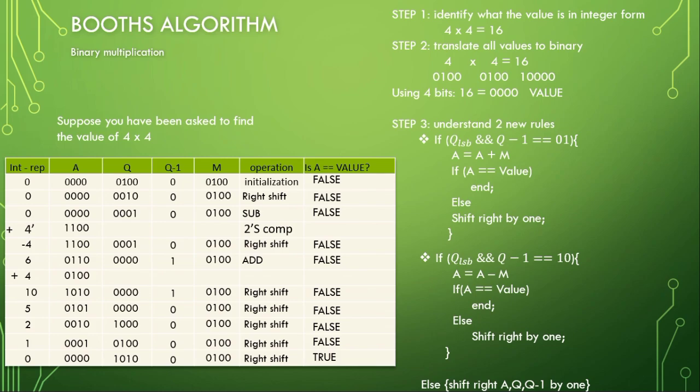Please review this entire binary multiplication step by step again if you do not understand anything, because it's very easy to slip up where values are concerned. So that's it with binary multiplication using Booth's algorithm.